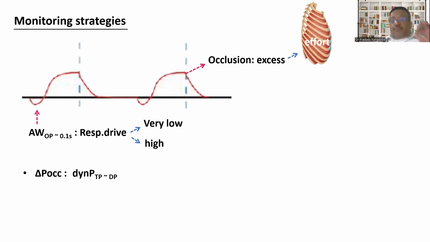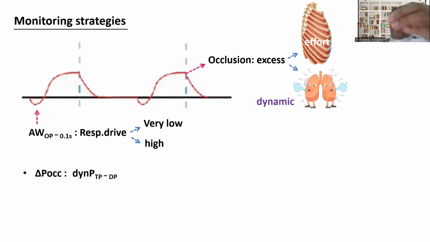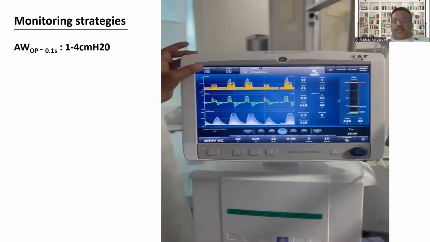And there is another concept of end inspiratory occlusion, which will again determine the excess respiratory effort and the dynamic lung stress. And this also we did not have, but end inspiratory occlusion, what we do will give you a driving pressure. But here we are talking about your respiratory drive. For that, you need to do at the beginning of the inspiration, where you look at the inspiratory effort and change in the pressure against the occlusion of the airway.